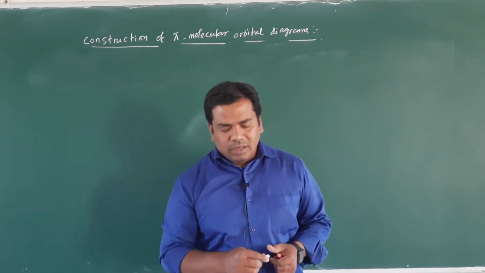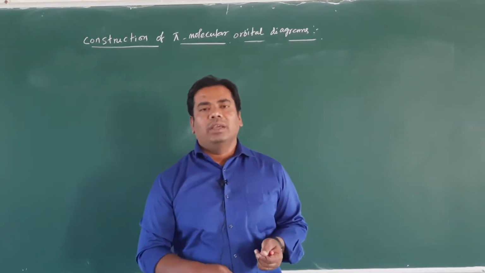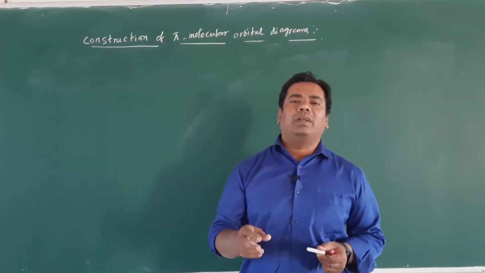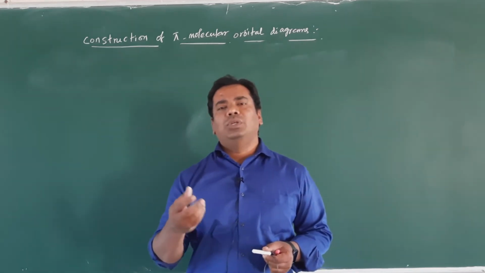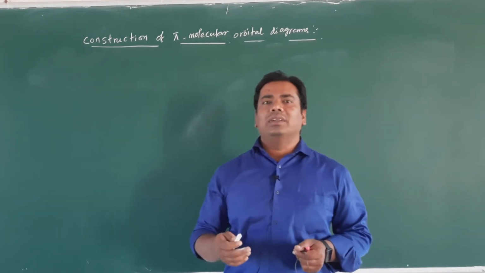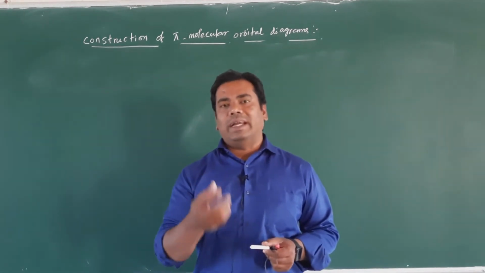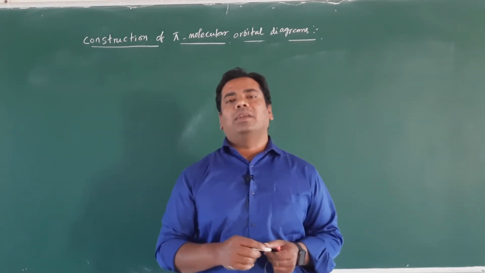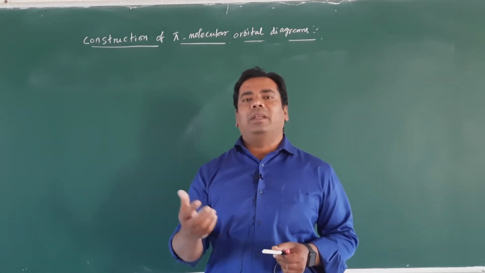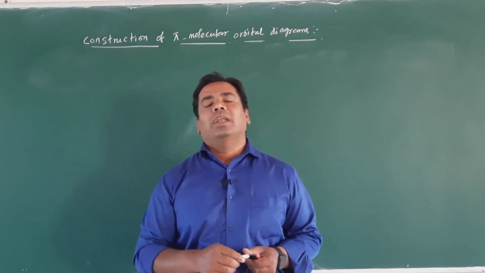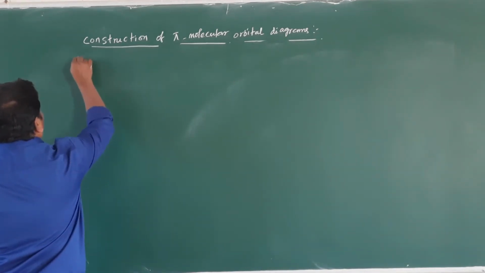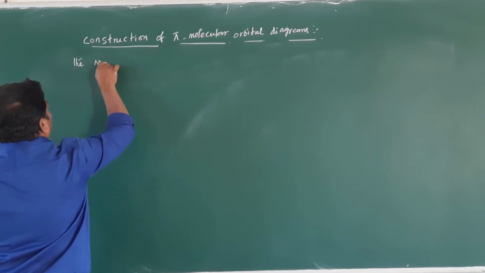According to the molecular orbital theory, the number of molecular orbitals formed is equal to the number of atomic orbitals. So, here also we will consider the number of p orbitals in this construction of a pi molecular orbital diagram. The number of p orbitals is equal to the number of pi orbitals formed. Clear, students?